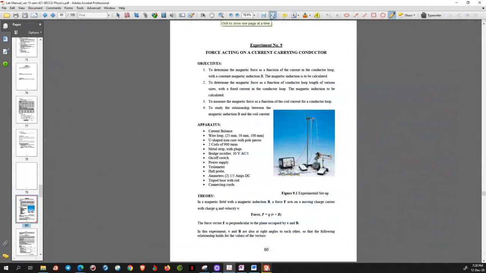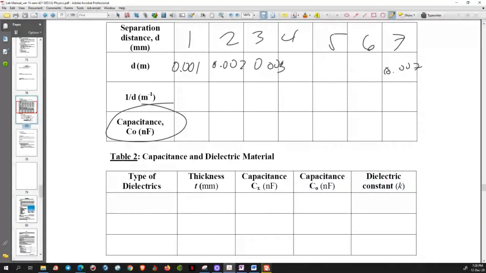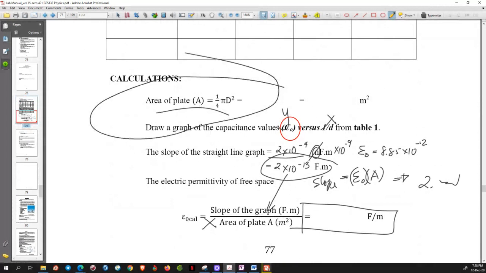Teacher, how can I get the area of flat? The rule is given. Why should you ask that? That's the rule. Okay? Oh, okay. Thank you.